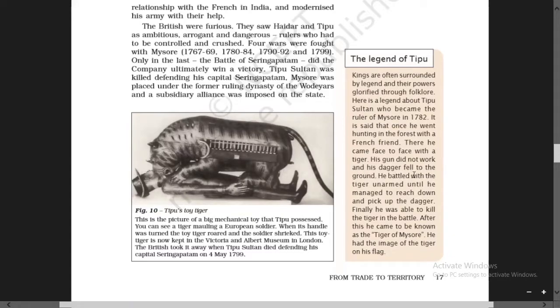He battled with the tiger unarmed until he managed to reach down and pick up the dagger. Finally, he was able to kill the tiger in the battle. After this, he came to be known as the Tiger of Mysore. So, why was Tipu Sultan known as the Tiger of Mysore? You find here he had the image of the tiger on his flag.